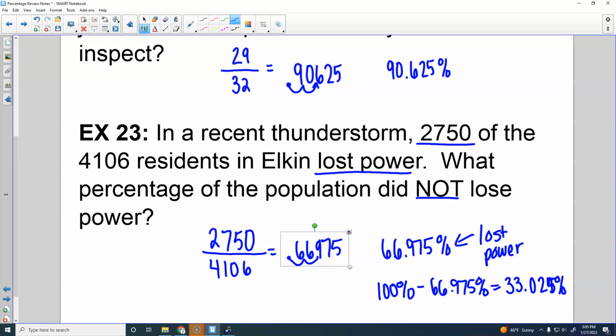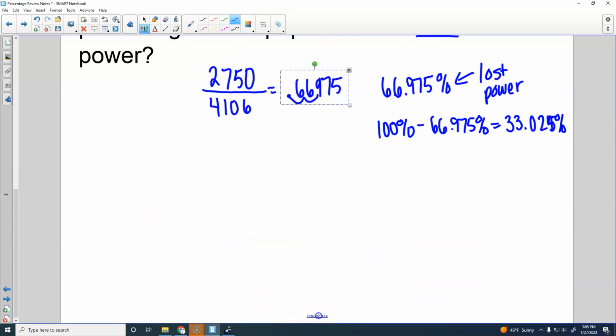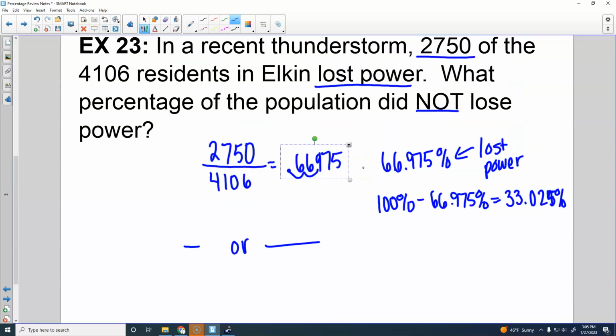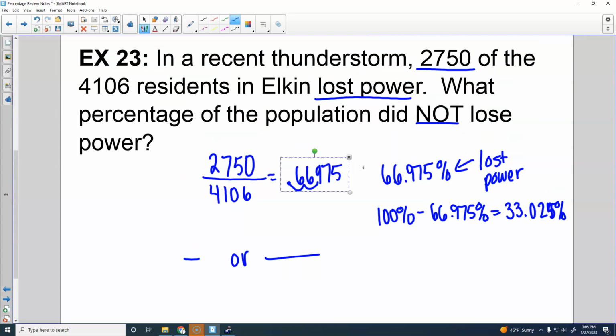Now, is that the only way to do the problem? What else could you do instead? How else could you do this problem? You could just subtract that from 100.